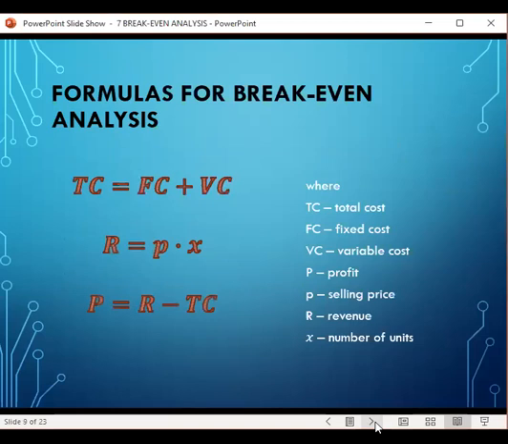So let's have here formulas for break-even analysis. The total cost is equal to the fixed cost plus the variable cost. Another formula, the revenue is equal to the price multiplied by the number of units being sold. And lastly, the profit is equal to the revenue minus the total cost. Now, if we use this formula, if the profit here is positive, meaning you gain, but if the profit here is negative, then there is a loss in the business.